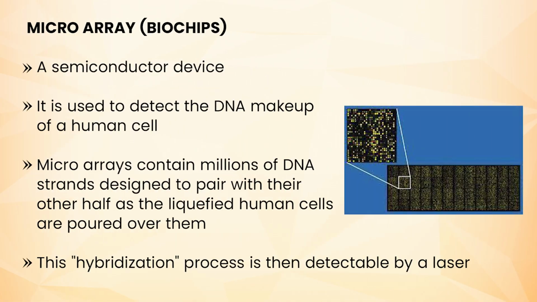Now the question is, what is a microarray? From the name itself, what can we understand? Array. It is basically a combination of rows and columns. So these microarrays are a miniature form of an array, as we can see here in the figure, a combination of rows and columns, but miniaturized. Since it is miniaturized, we call it a lab on a chip or biochip. It is basically a semiconductor device.